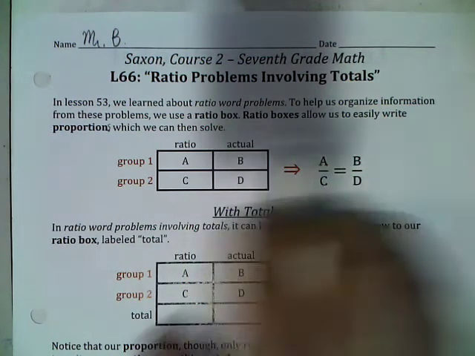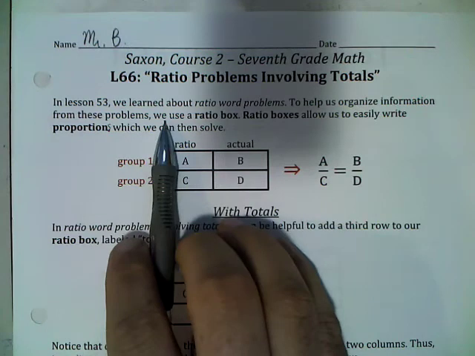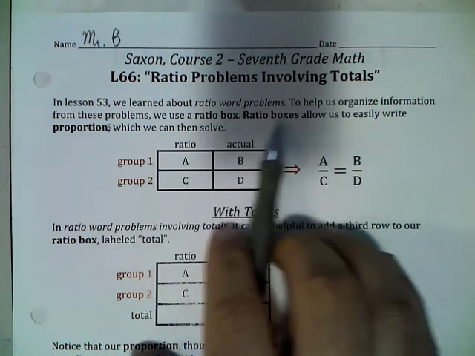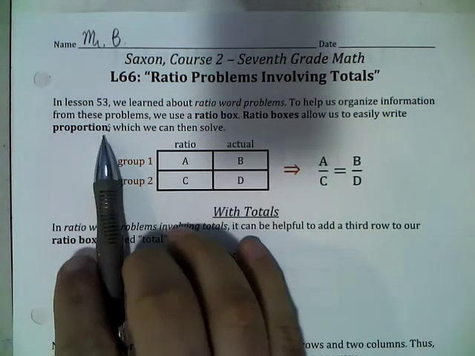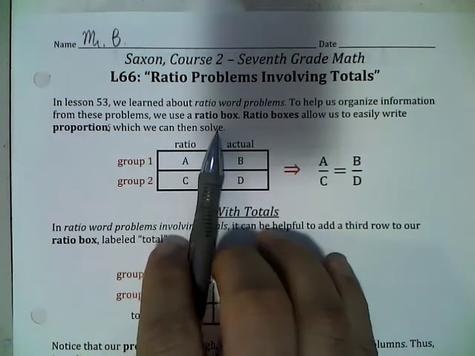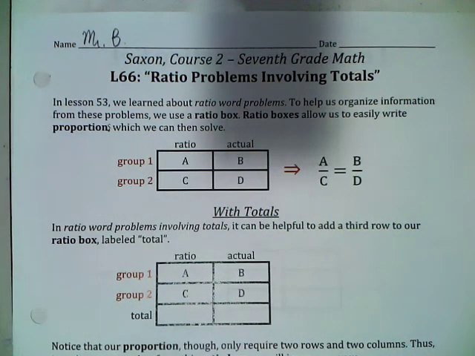To help us organize information from these problems, we use a ratio box. Ratio boxes allow us to easily write proportions, which we can then solve. So, ladies and gentlemen, ratio boxes are just a really great tool for organizing information. To be honest, when I'm working on problems involving things that are proportional, I still think out a ratio box. I don't always write it out, but I still think it out. It's just very helpful to get everything in the right place.